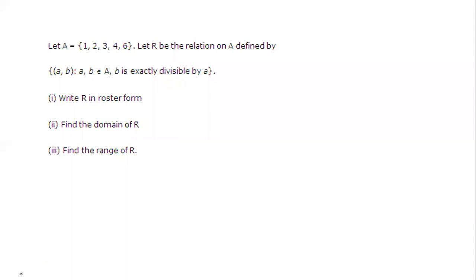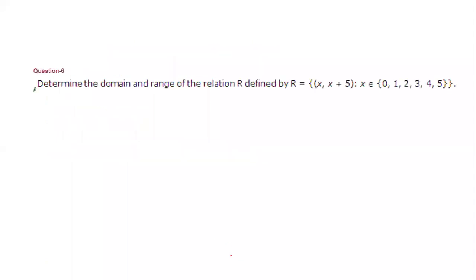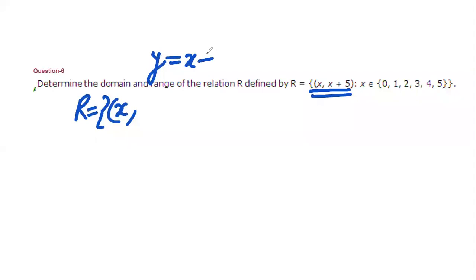Next question is, determine the domain and range. R is defined like this. You have to find out the domain and range. Means, what is this? R. First is x. Then second, it is not giving y. It did not give y, but directly it is saying that it will be x plus 5. The value will be equal to what, beta? x plus 5. Okay.